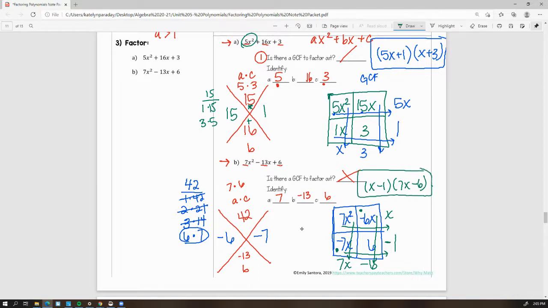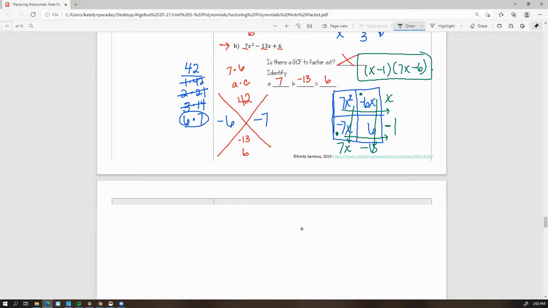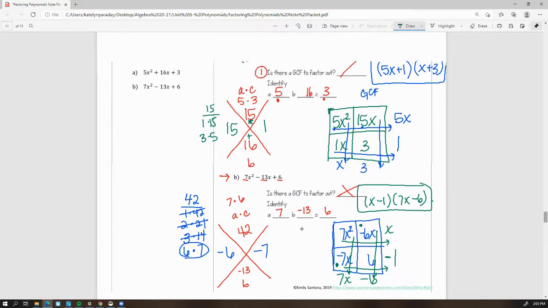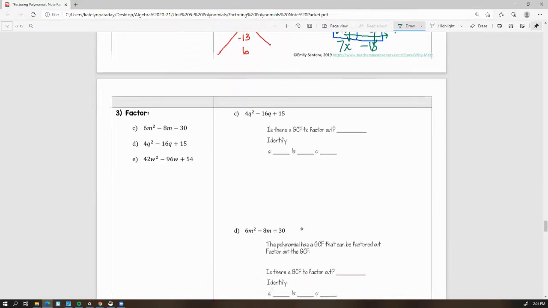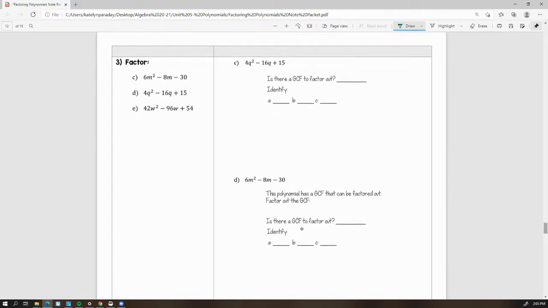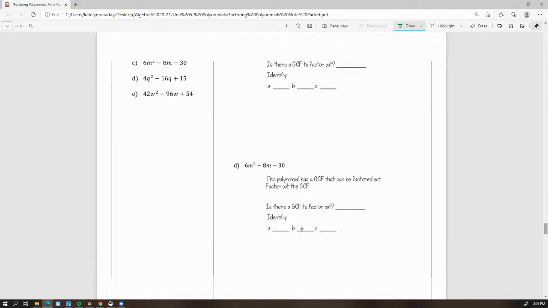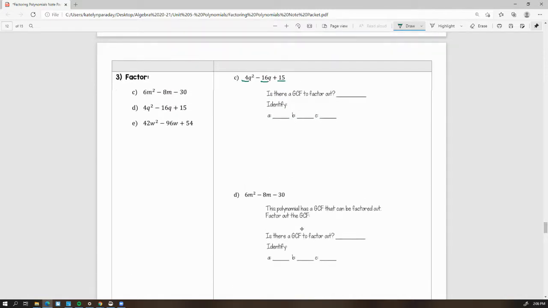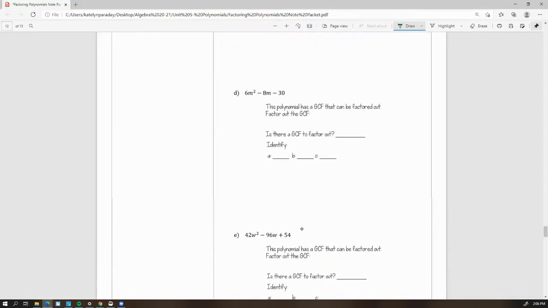Okay, easy to factor. We'll do a couple more examples. Let me show you one that does have a GCF that we can take out. C, 4, 16, 15. I can't divide those by anything. 4 and 16 I could divide by 4, but not 15. So there's no GCF. So what I'm going to look at here, letter D, I have 6, -8, and 13.